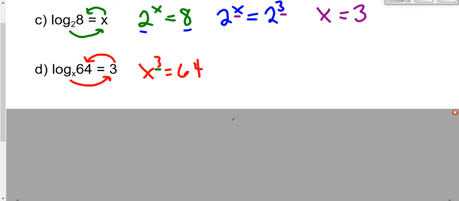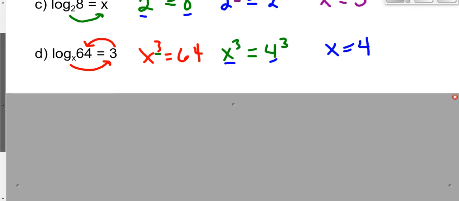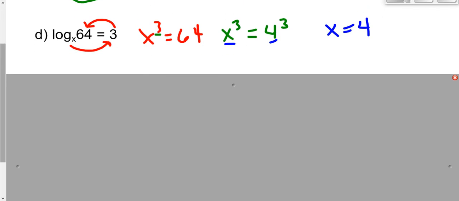So I'm going to try and rewrite my 64 as something cubed. I have to think to myself, what cubed is 64? Now, I should have my first 5 cubes memorized. 1 cubed is 1, 2 cubed is 8, 3 cubed is 27, 4 cubed is 64. So 4 to the third power is 64. Now, if x cubed equals 4 cubed, that must mean that the x and the 4 are equal. So x equals 4. There we go. All right, let's go ahead and use that logic to try another one.